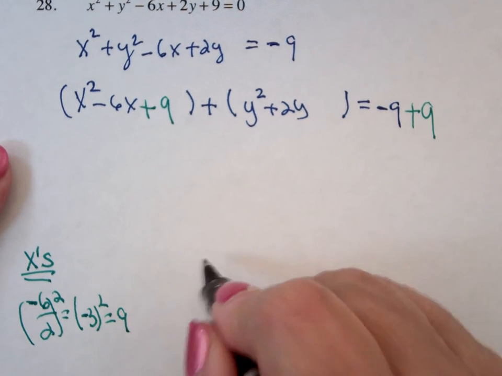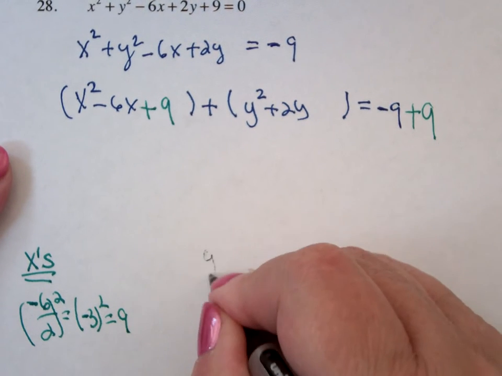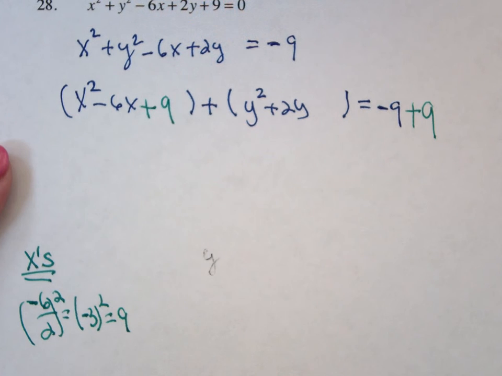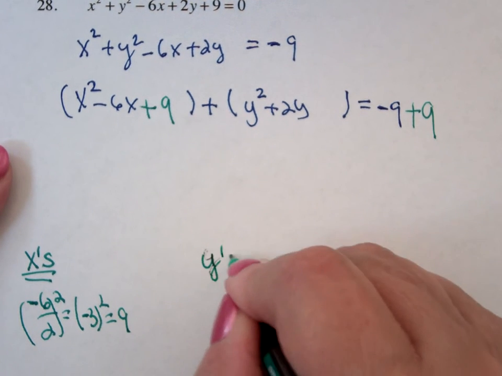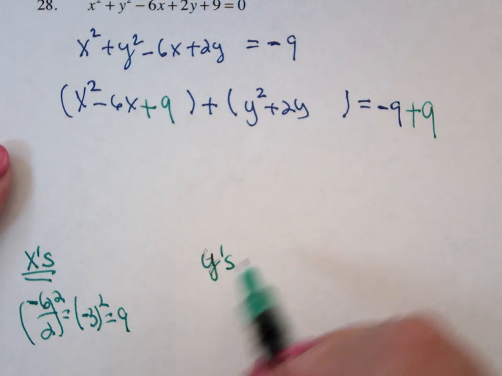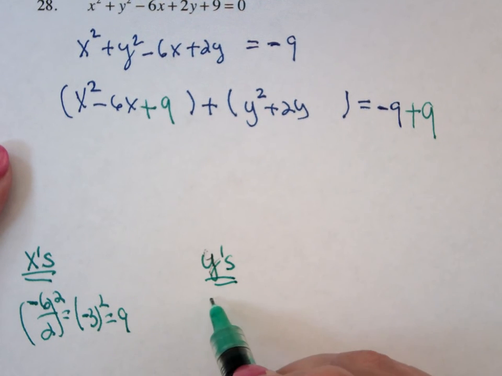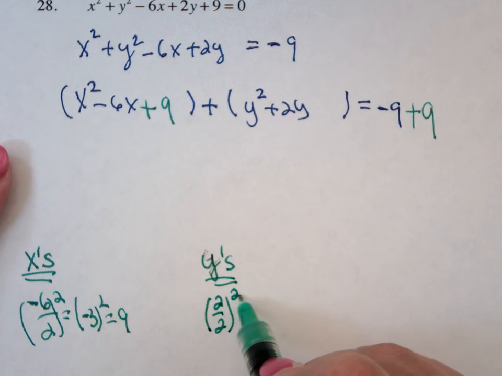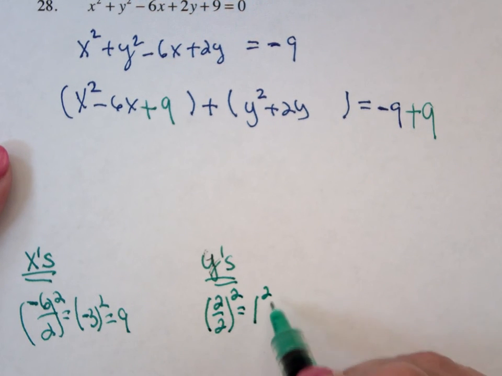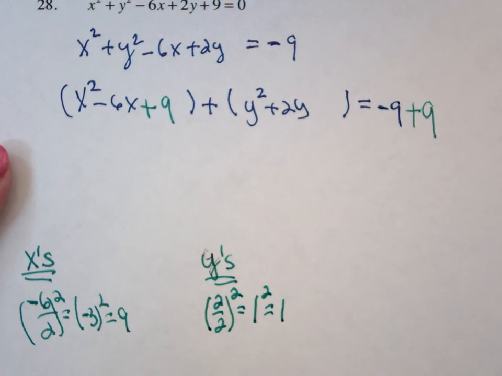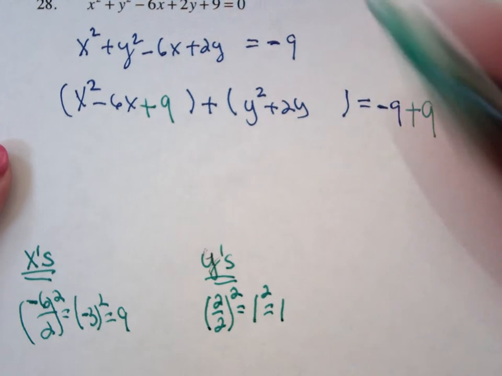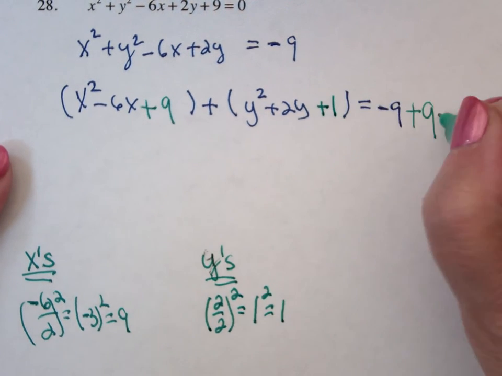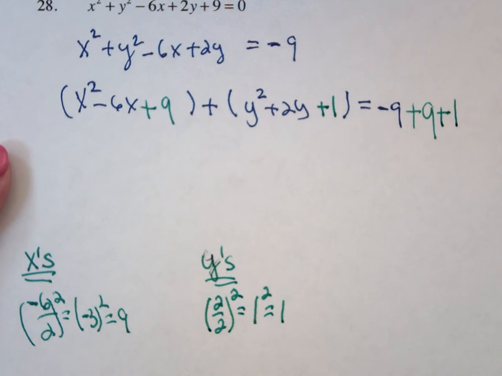Now I'm going to do the same thing to the y's. I'm going to take b over 2, which is 2 over 2, and square it, which is 1 squared, or 1. And then I'm going to add 1 to both sides.